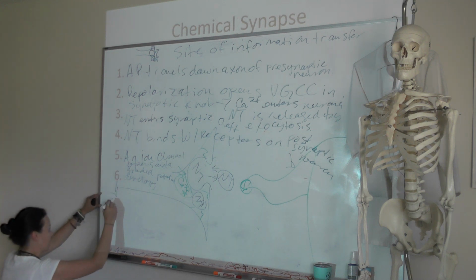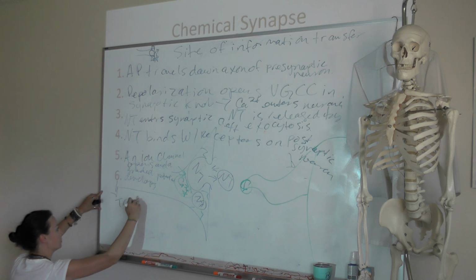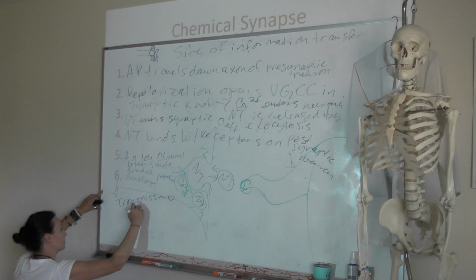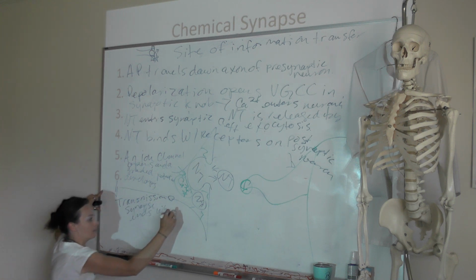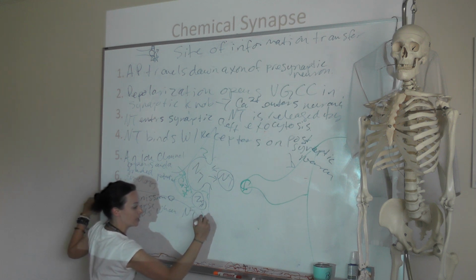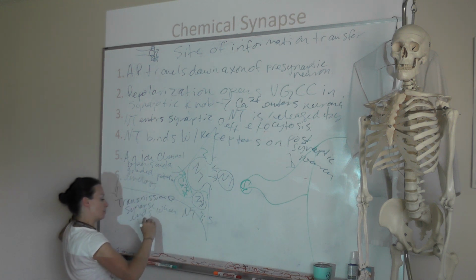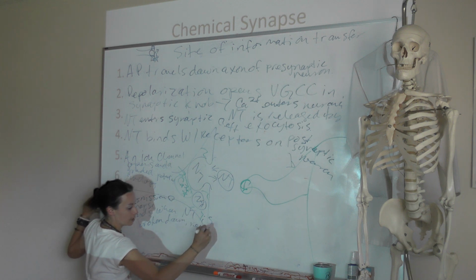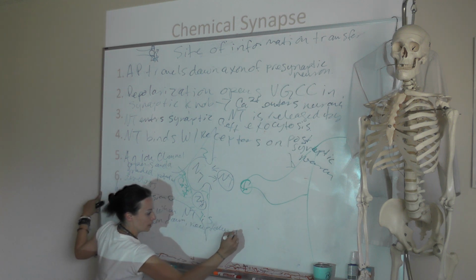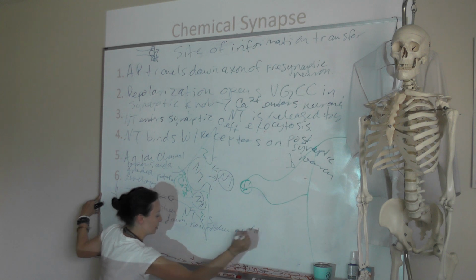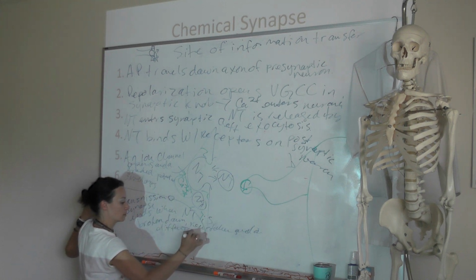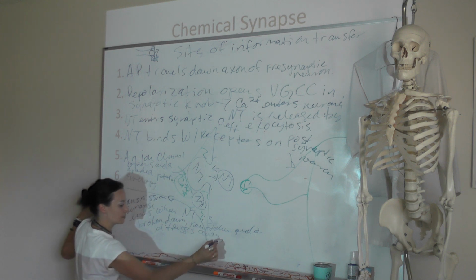We could say transmission at the synapse ends when neurotransmitter is broken down, reuptaken, and/or diffuses away from the synapse.